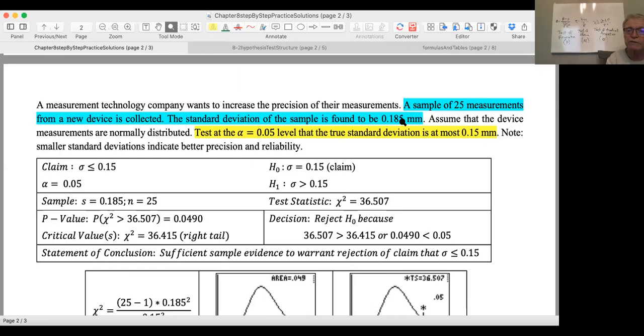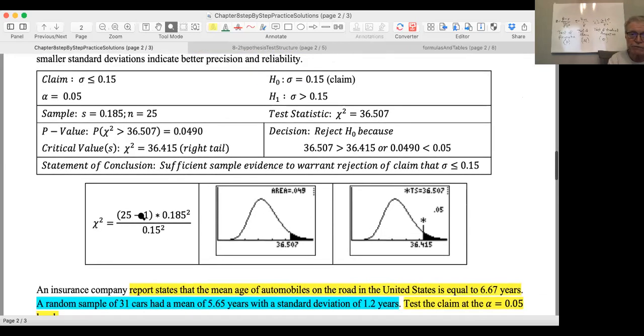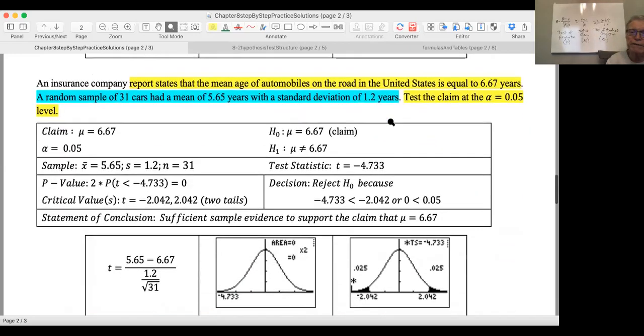We're going to take that information along with the assumed value for sigma, and substitute those in. N minus 1 is 25 minus 1, in parentheses, times S, which is 0.185 from the sample, squared, divided by 0.15, the assumed value of sigma, squared. That turns out to be chi-squared equals 36.507 to 3 decimal places. Okay, let's go to the next one.